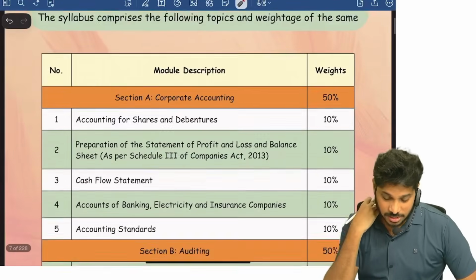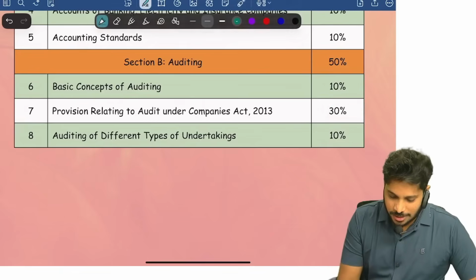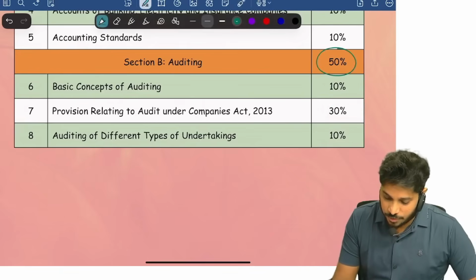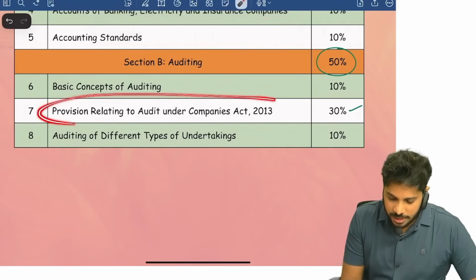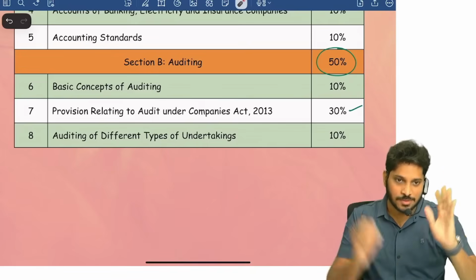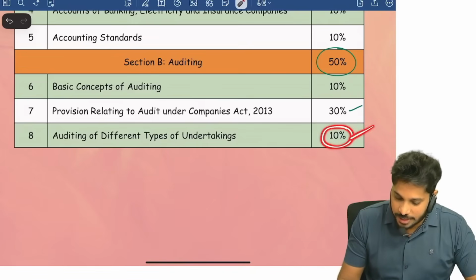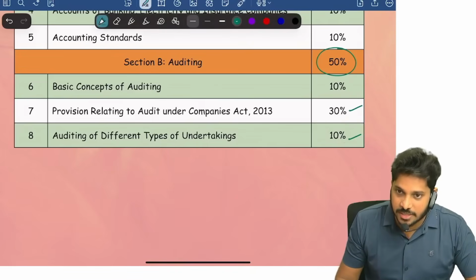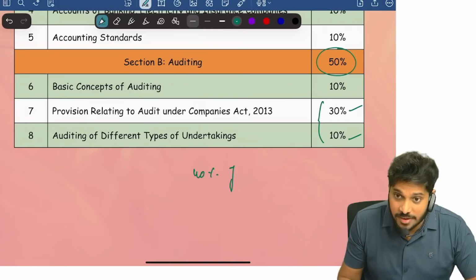What is the syllabus structure weightage? 30% is for audit. 50% is for audit, and if you observe, 30% of that is for the second chapter, which is provisions relating to audit under the Companies Act. I named this chapter Companies Act (audit provisions). Then we have audit of different types of entities, which again has 10% weightage.